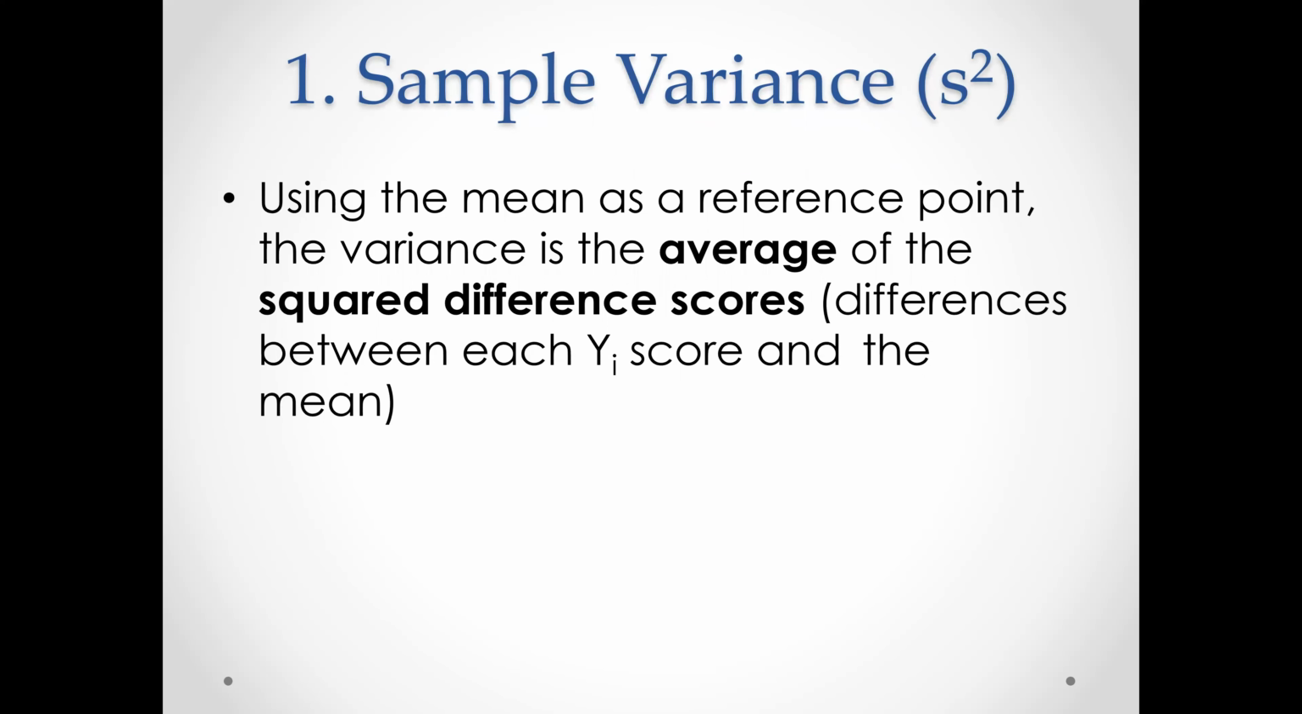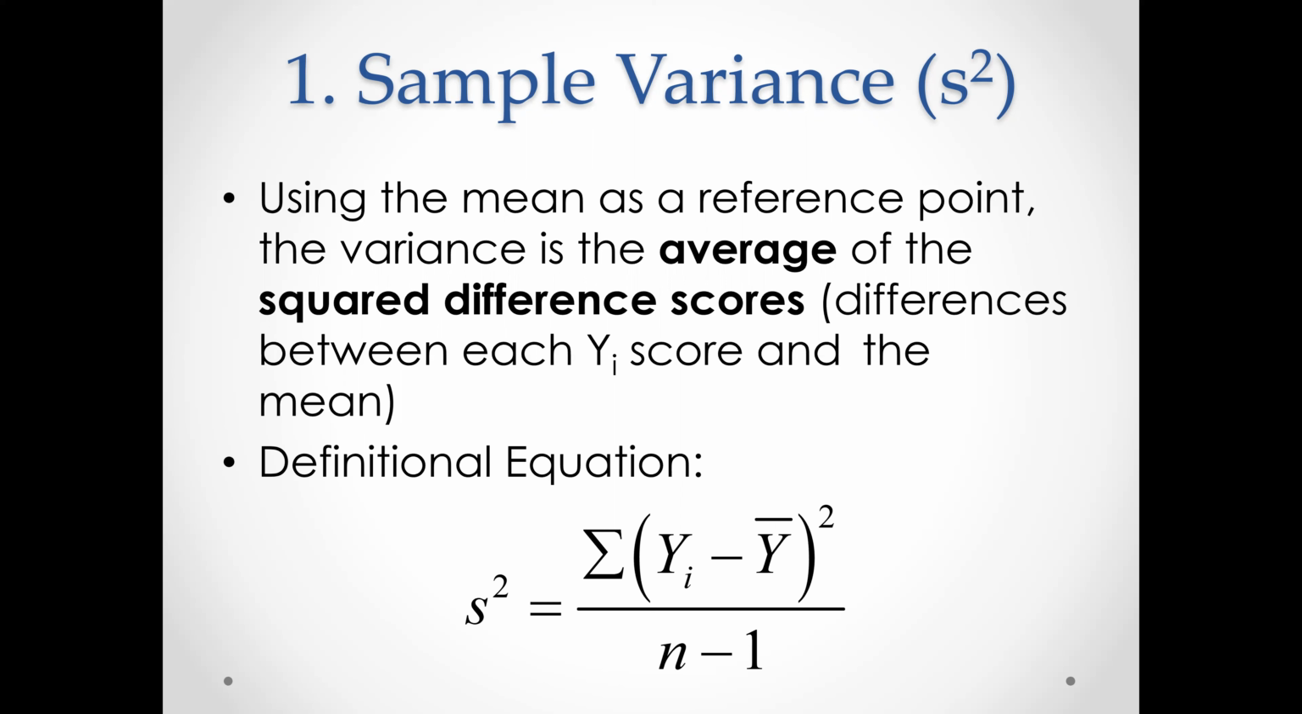Sample variance is using the mean as a reference point, the average of the squared differences. Now, a squared difference is basically a deviation squared. A deviation is the difference between the score and the mean. So yi minus y bar.